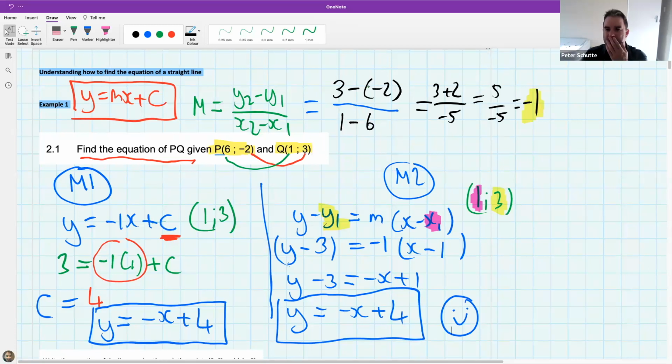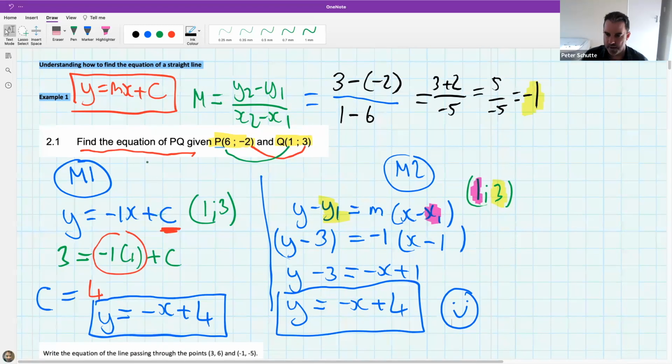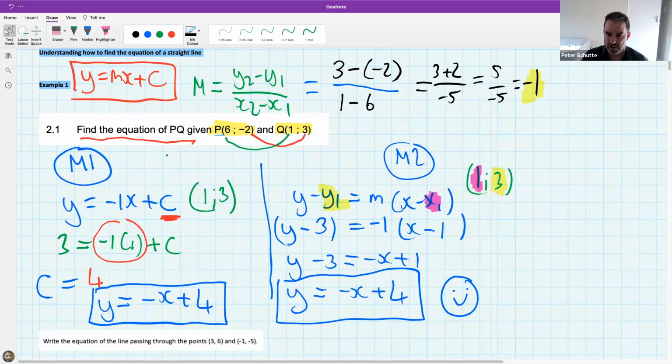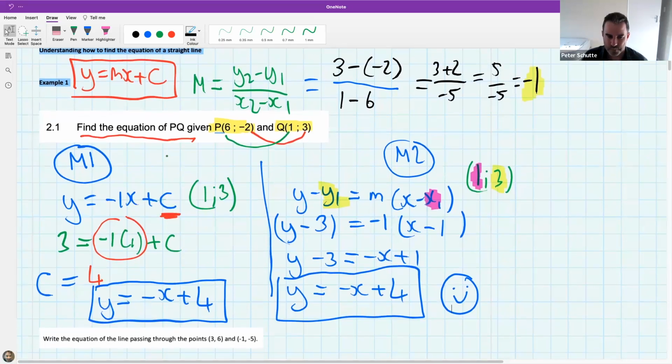Okay, so it looks about 60%, 70% method 1, 30% method 2. And like I said, they're both perfectly correct. I'm not going to say which one is better. Some students use method 1 in certain situations and method 2 in other ones.